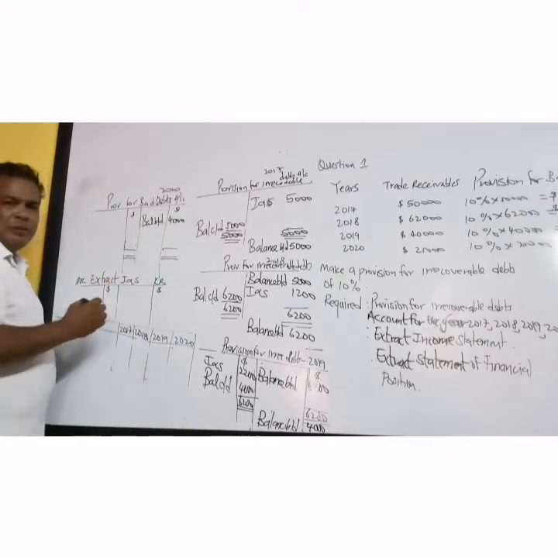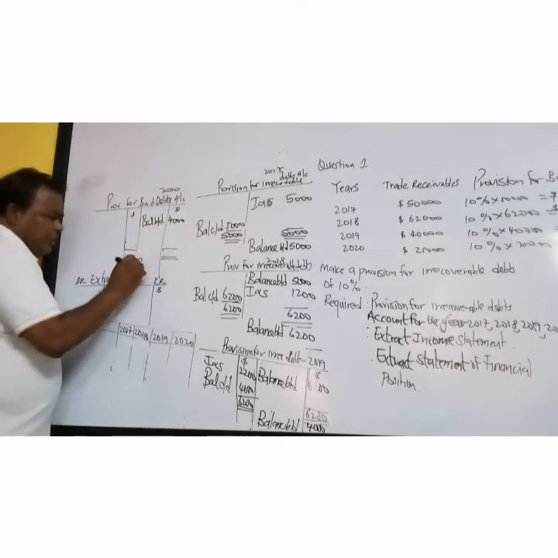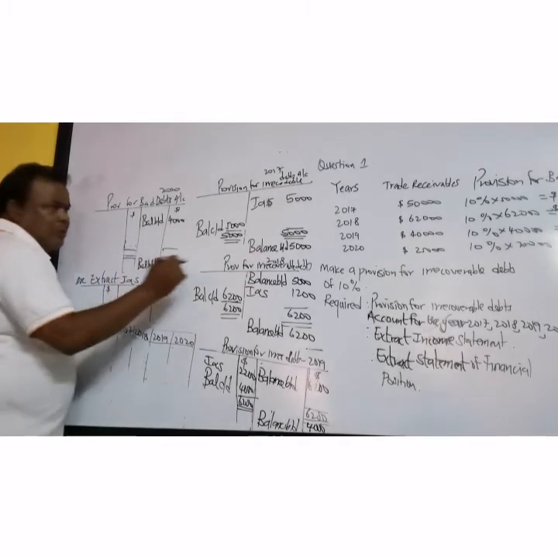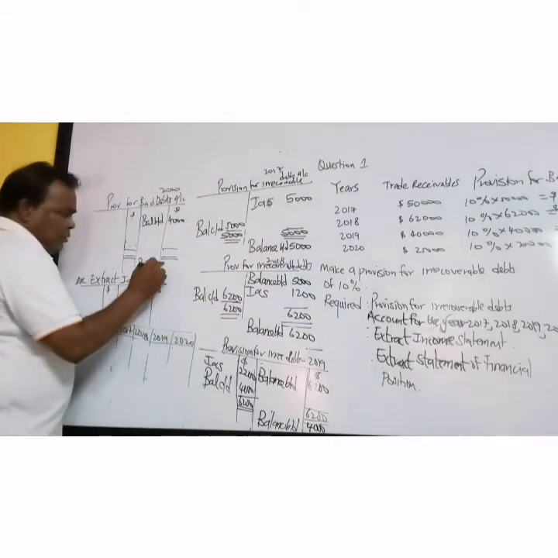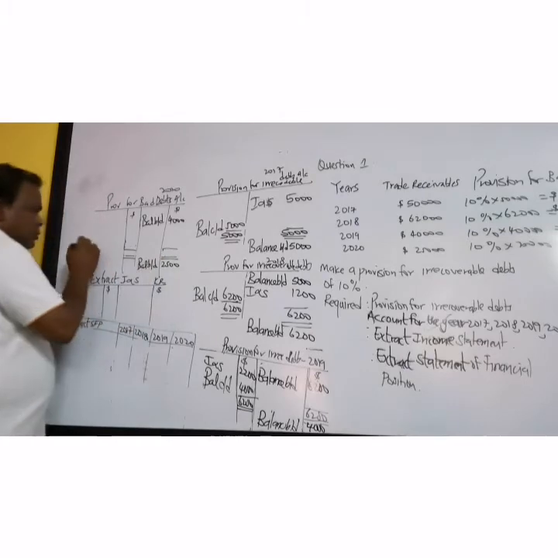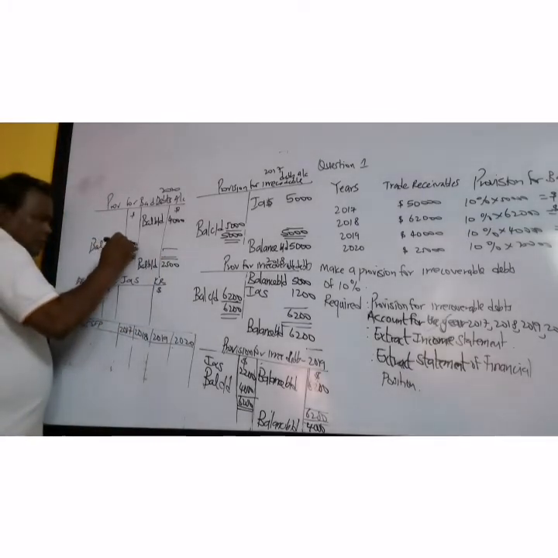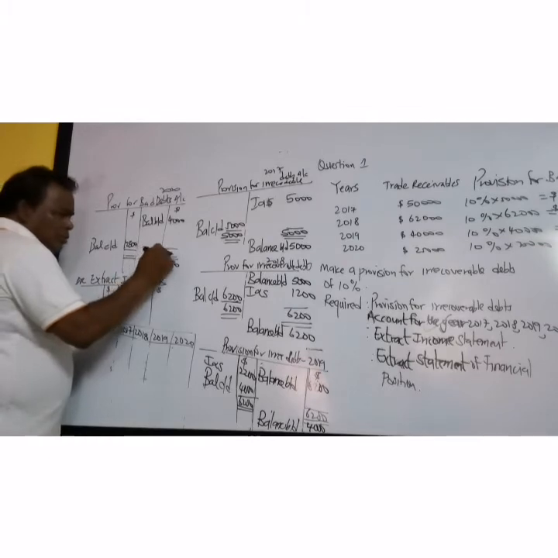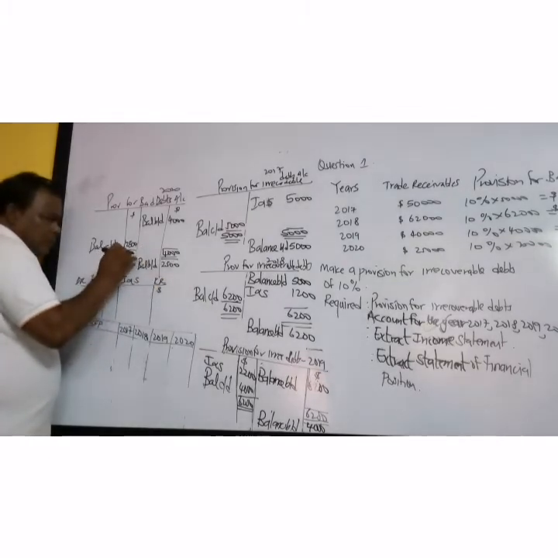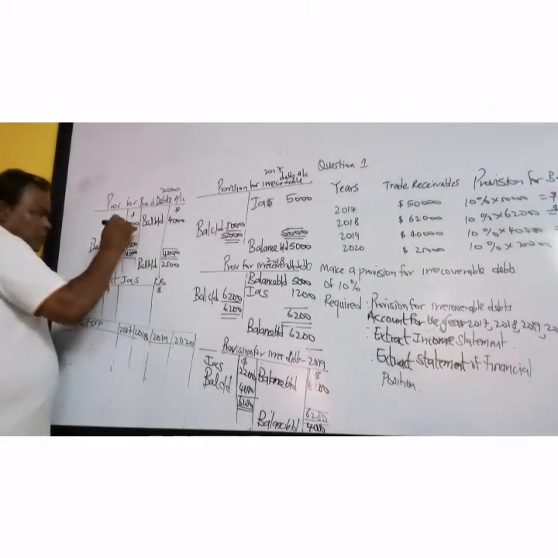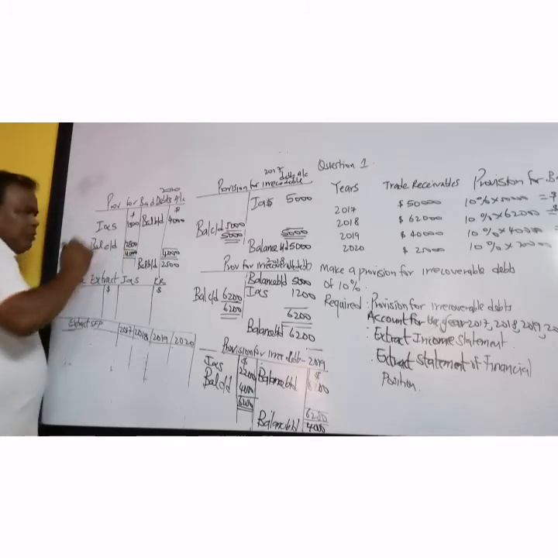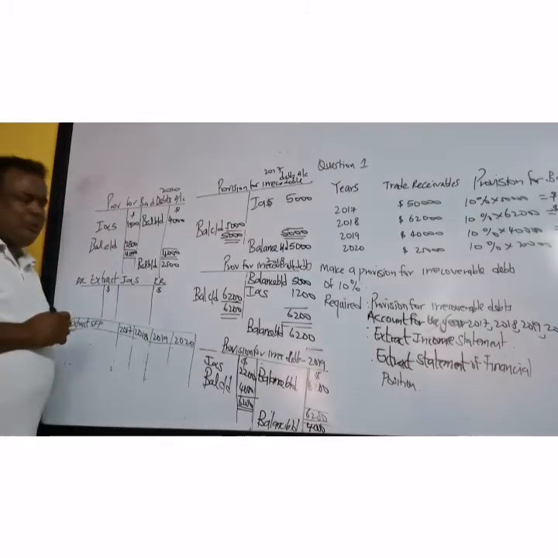So what is the closing balance for 2020? The closing balance we have calculated is 2,500, and then it will be followed by balance c/d, 2,500, and then we have to close it, 4,000, 4,000, 4,000 minus 2,500, income statement 1,500.